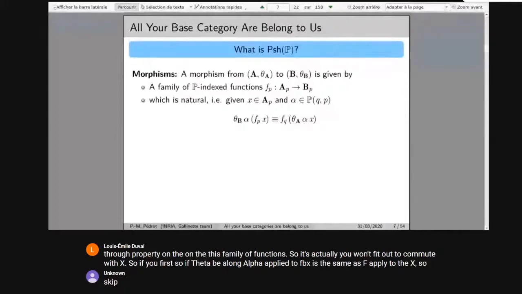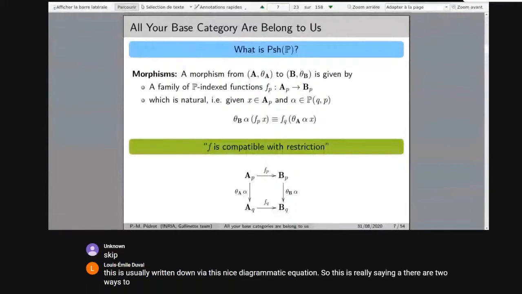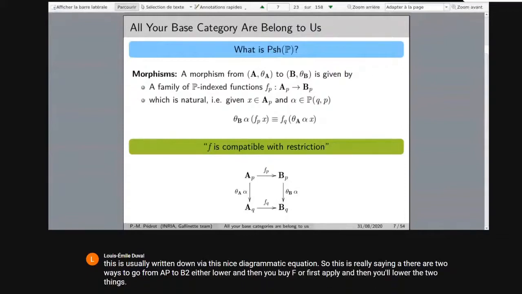So this is usually written down via this nice diagrammatic equation. So this is really saying that there are two ways to go from AP to BQ. Either you lower and then you apply F, or first you apply F and then you lower, and the two things need to be the same. Right, so these are the morphisms in the presheaf category.